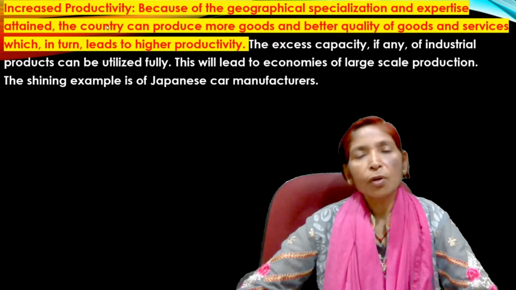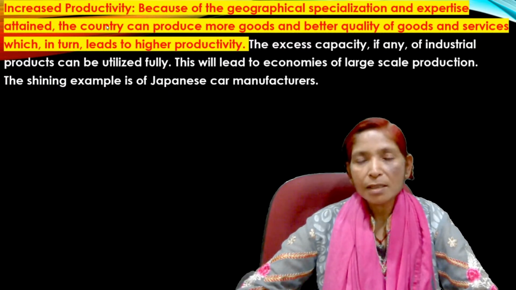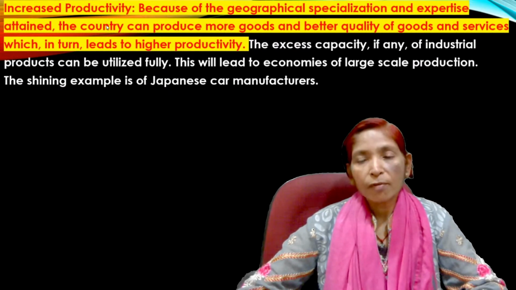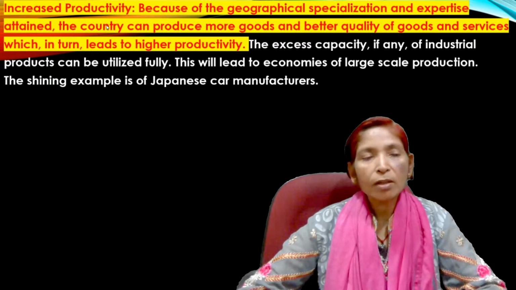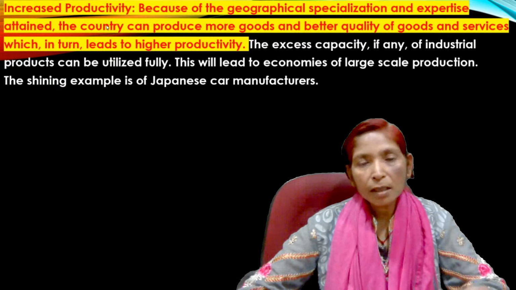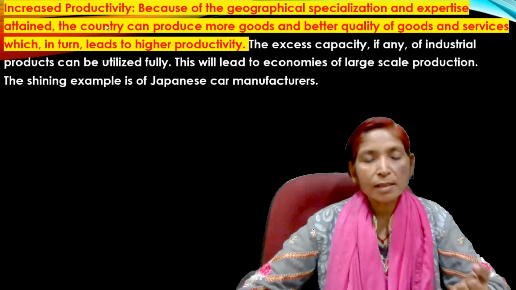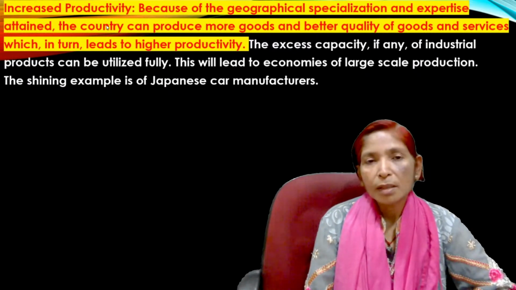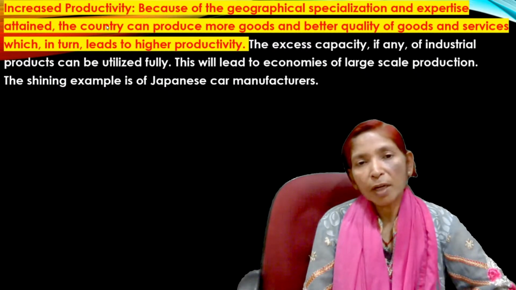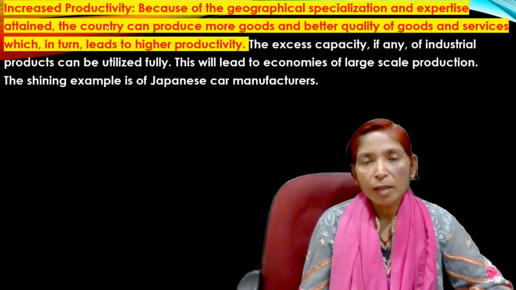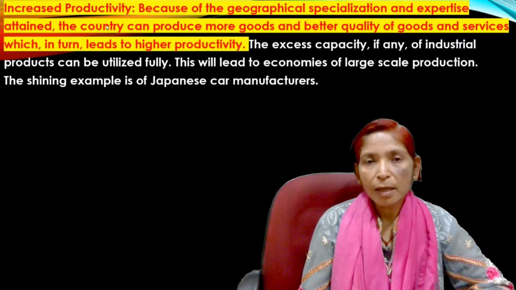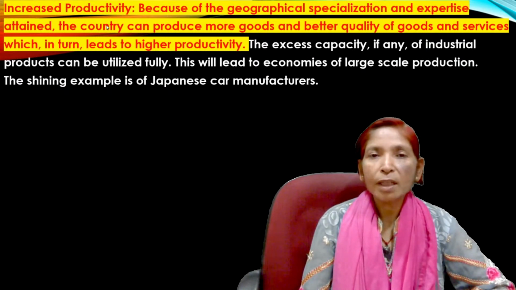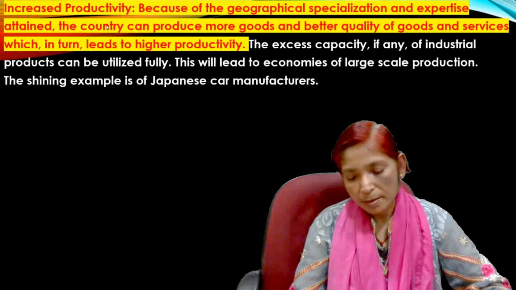So, if globally we are specialized or expert in any particular commodity, then we can make that good in a very good way, and we can provide better quality of goods and services, and higher productivity will also exist in our economy. If there is excess capacity in any industrial product, it can be fully utilized due to an increase in demand. If we are doing business on a large scale, then we will get many advantages like internal economies of scale and external economies of scale. It will also help in improving international business activities.